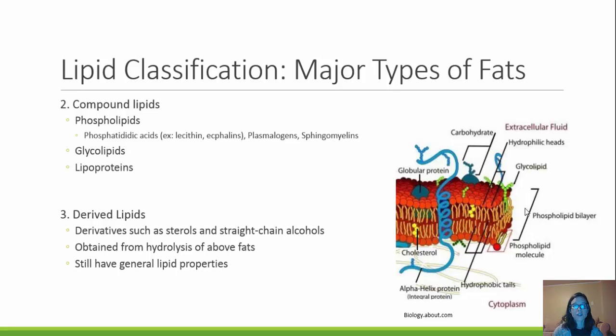And then third, we have our derived lipids, which are derivatives of fats, but still maintain the general properties of fats.